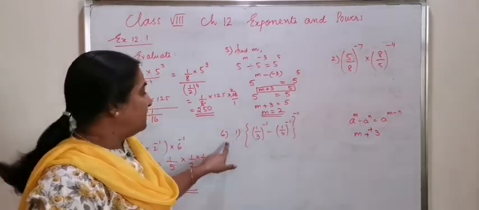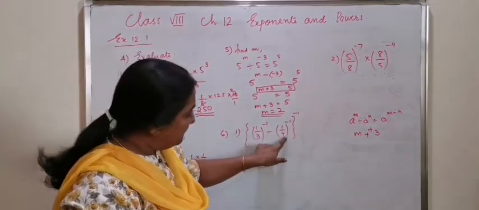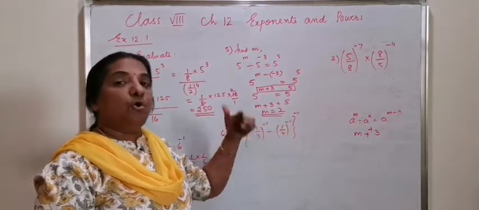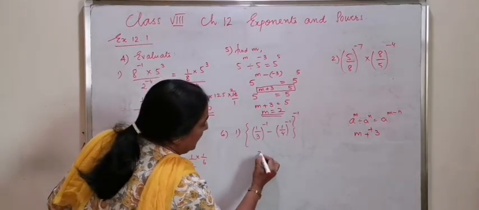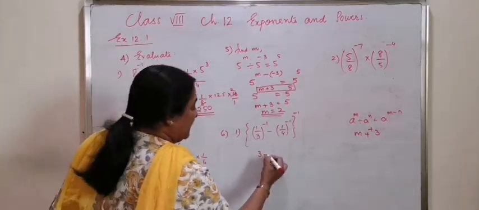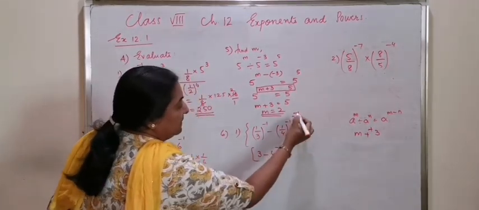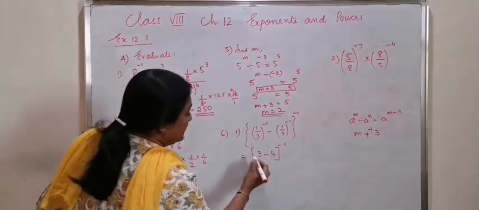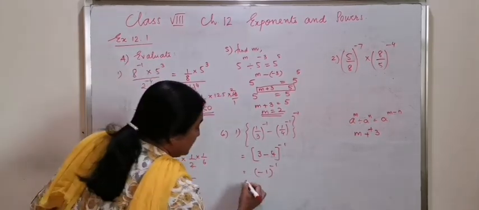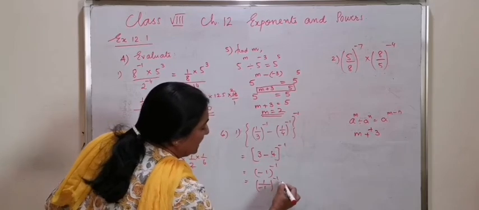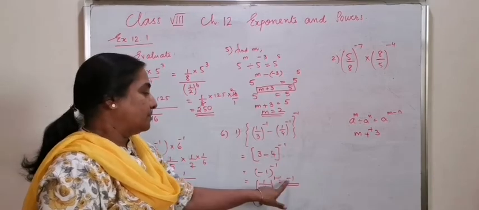Question number 6. First is subdivision. 1 by 3 to the power of minus 1 minus 1 by 4 to the power of minus 1, whole to the power of negative 1. Let's change 1 by 3 to the power of minus 1 as 3, minus 1 by 4 to the power of minus 1 is the same as 4 to the power of negative 1. That is 3 minus 4 is negative 1 to the power of minus 1. It is the same as 1 by negative 1 to the power of positive 1, or it is minus 1. The answer is negative 1.